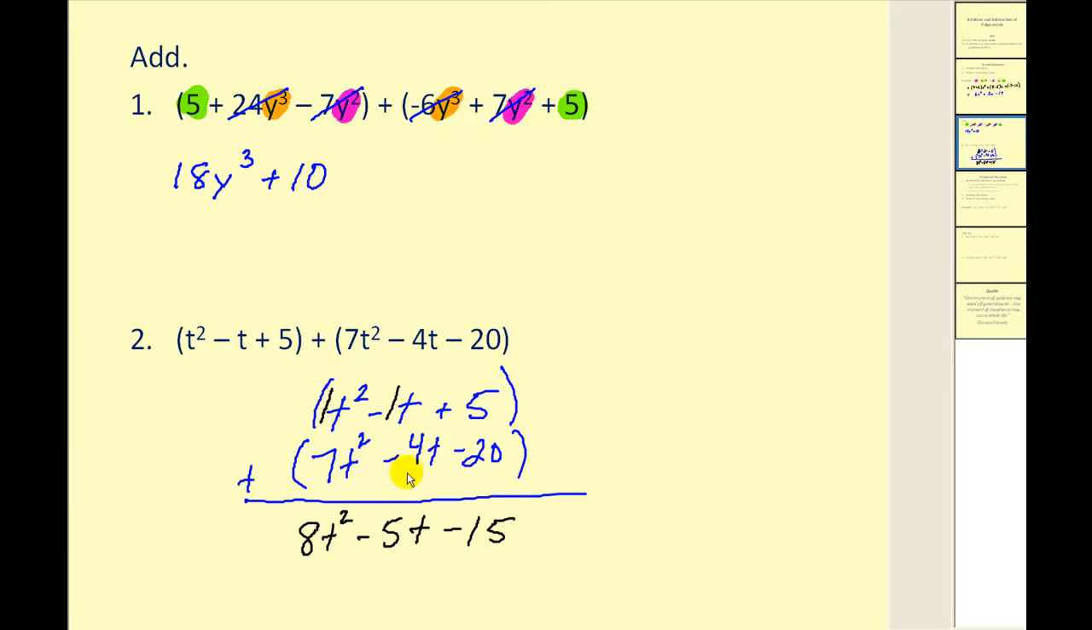So you may actually prefer the vertical format because it is nice to be able to line up your like terms. When you do have your polynomials lined up vertically, it does seem like it's easier to add them and keep track of your terms, so you may want to try it.